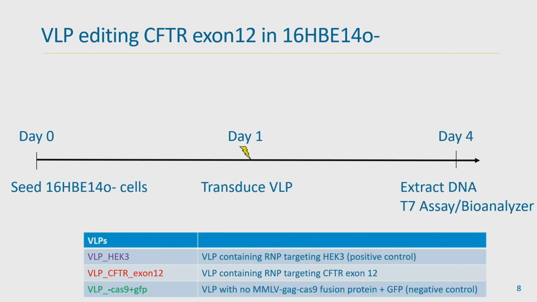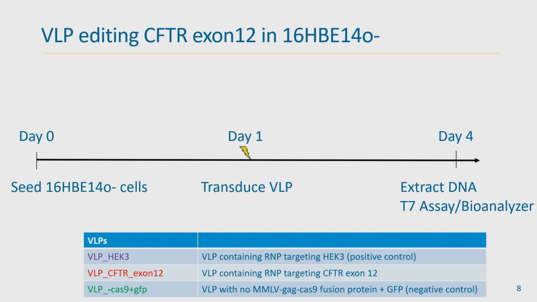So after validating that we can generate VLPs to cut HEK293T cells, we wanted to see if our VLPs can edit CFTR in 16HBE cells. We generated VLPs targeting CFTR exon 12, and then we seeded 16HBE cells in a 48-well plate. The following day, we transduced with VLPs. And then 72 hours later, we extracted DNA and ran our T7 bioanalyzer assay.